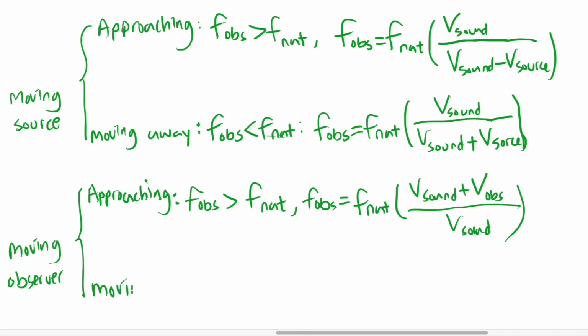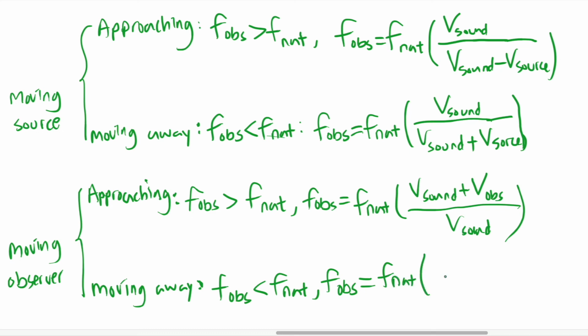And when the observer moves away from the source, the observed frequency is less than the natural frequency. And the observed frequency is equal to the natural frequency multiplied by the velocity of the sound minus velocity of the observer divided by the velocity of the sound. Right? So here are some important equations. Try to understand them instead of memorizing them.